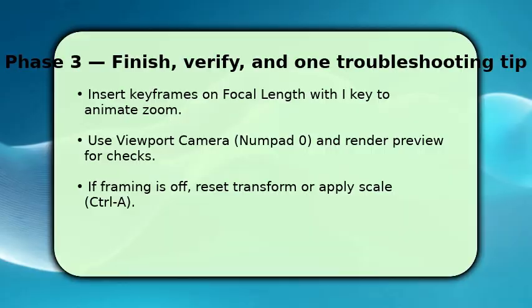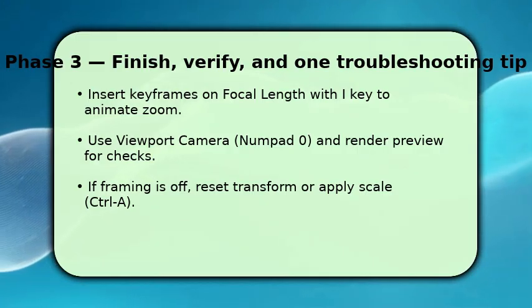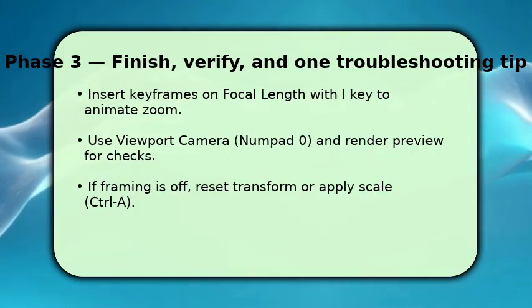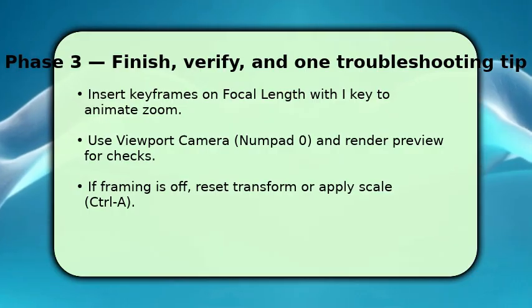If framing looks wrong, check camera transforms. Apply scale with Ctrl-A to fix distortion or reset rotation and location. A key troubleshooting tip: if depth of field appears odd, increase sample counts and verify focus distance matches your subject.